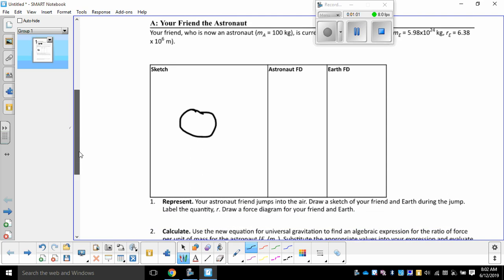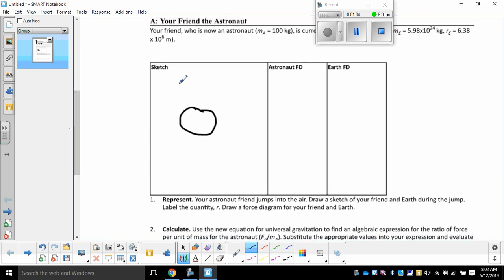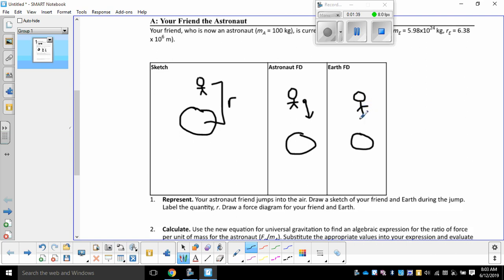Okay, so here's my astronaut. This is obviously not to scale, and he's jumping. The distance between the center of each of their masses is called r. Now, the astronaut has a force that's going to pull him downwards towards the Earth, so he has a force coming from his middle downwards. The Earth has a force from the astronaut. My Earth is getting smaller, it's actually obviously much, much bigger than that. But the Earth has a force, I'll draw it from here, going upwards.